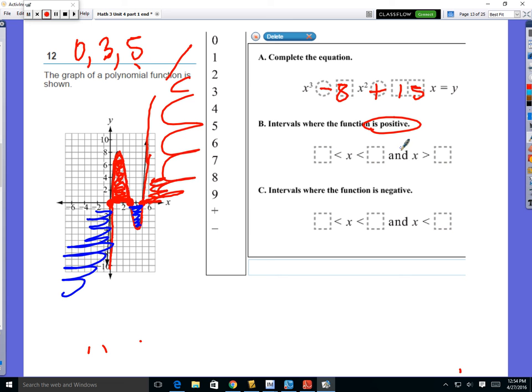So it's positive between 0 and 3. So x has got to be greater than 0 and less than 3. And then it's positive again when x is bigger than 5, all the way to infinity. It's negative when x is less than 0. And when x is sandwiched between 3 and 5. X is bigger than 3 and smaller than 5. That's when it's negative.